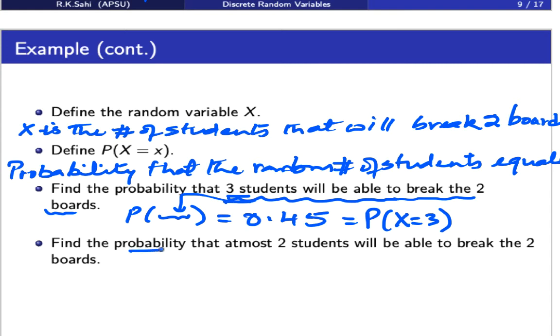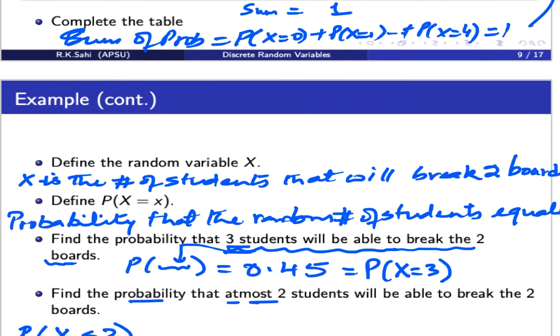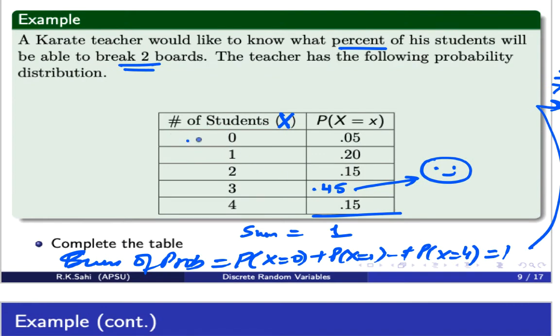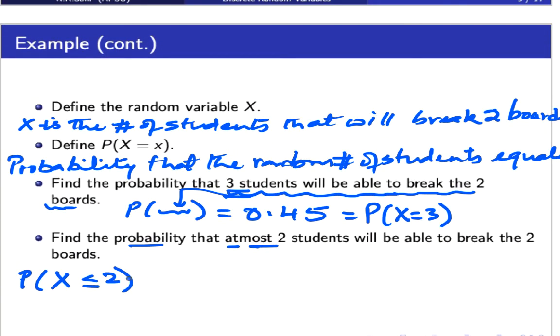Now, find the probability that at most, that means the maximum only 2 students can break. So that means probability that capital X is less than or equal to 2. If you go back to our table, guys, how many possible scenarios? It will be 0, 1, 2. It can't be 3, it can't be 4. So it is either 0, 1, or 2. Let's go ahead and do that.